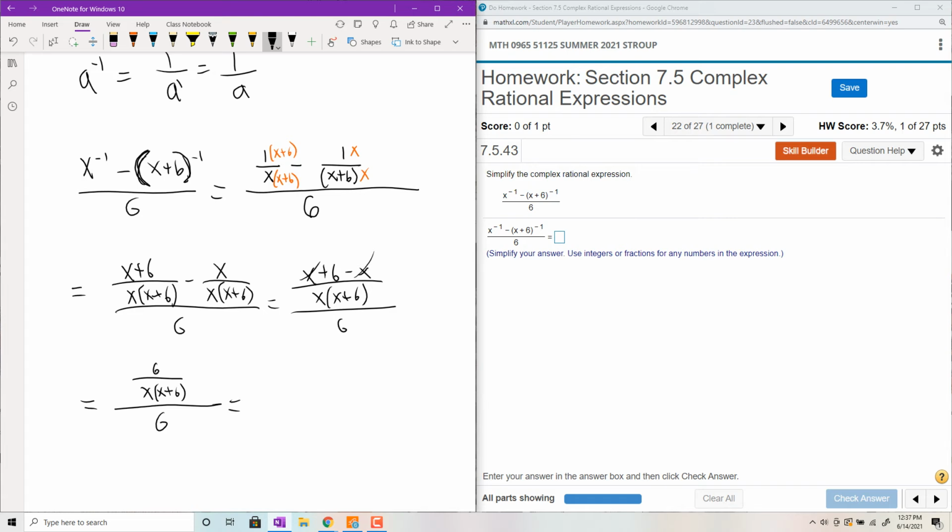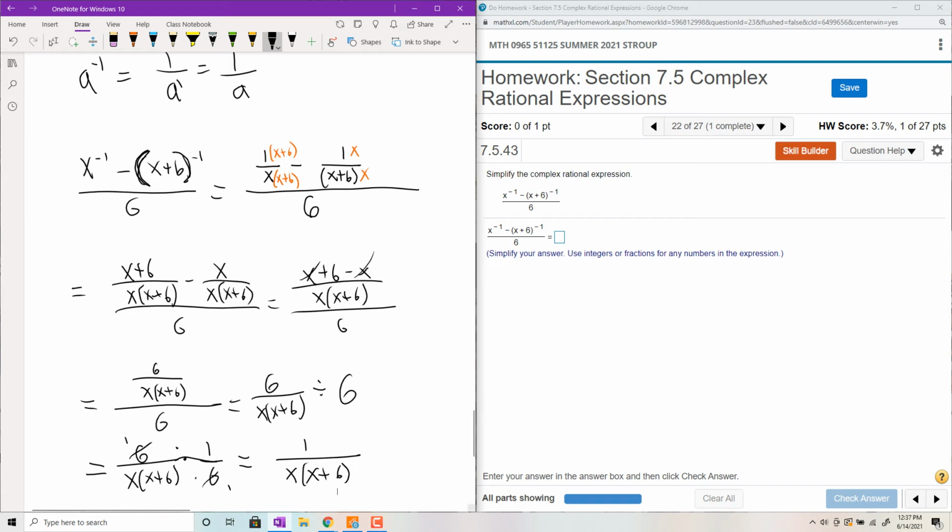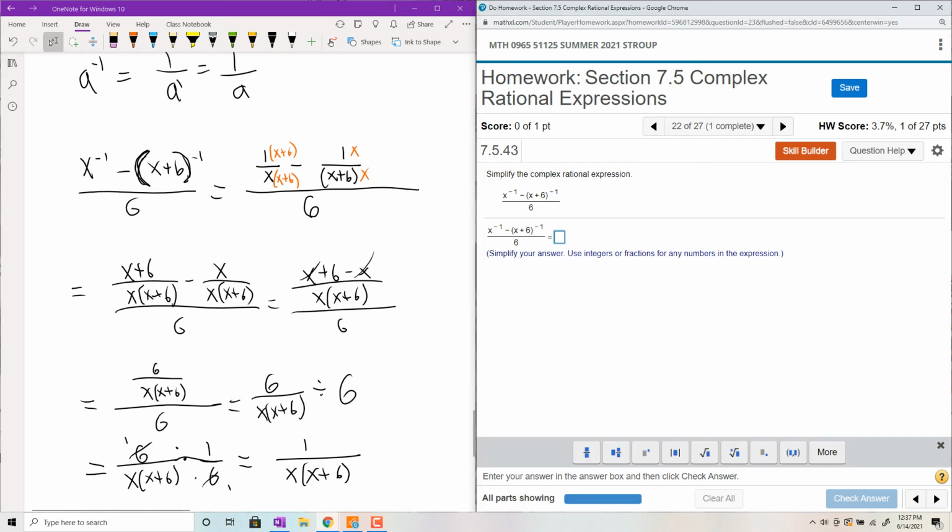divided by 6. So let's just rewrite that. 6 all over x times x plus 6, divided by 6. And then you can rewrite that as multiplication: 6 all over x times x plus 6, times 1 over 6. You could just simplify right here if you want to. Technically, you just extend the fraction bar and put some multiplication symbols in there. You'll see the 6's divide out. So in the numerator you're just left with 1, and the denominator, x times x plus 6. No big deal. It's just that sometimes you don't have a lot of experience with the weird negative exponents. So hopefully, if you did have a question, I just answered it.